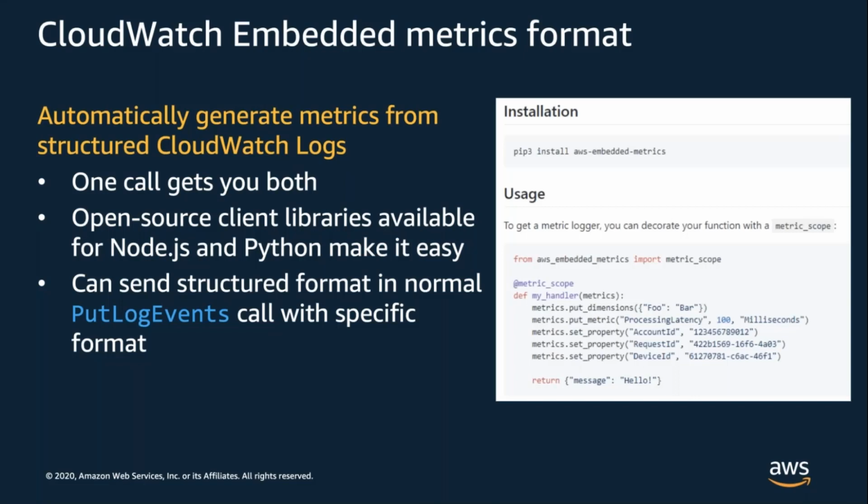What you do with the embedded metrics format is you send log information that is highly structured. So it has a certain format to the JSON that you need to send with it. You can do this either via a purpose-built client that we have, which today exists for Node.js and Python, or you can just put this into the PutLogEvents call that is in the SDK. Either of those will work, but you do have to follow the specific format.